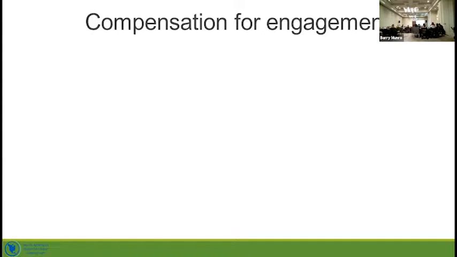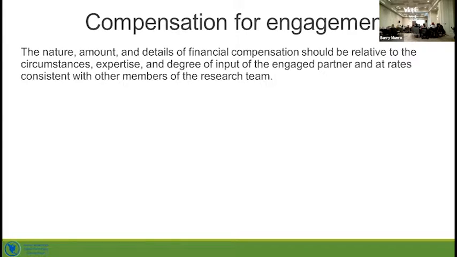So one thing that has come up a lot, that researchers have asked for guidance on, is about compensation for engagement. And the first point is that the type of compensation, the amount and the details of this financial compensation, should be relative to the circumstance, expertise, and the degree of input of the engaged partner, whoever that engaged partner is. And the rates for a community member as a partner should be consistent with rates of other members of your team as partners.